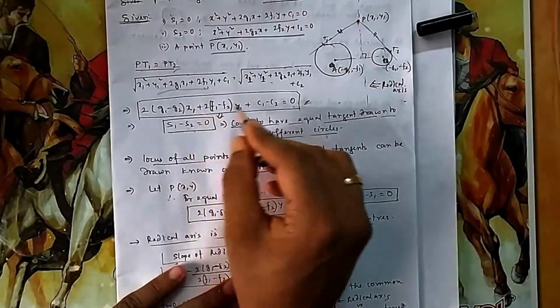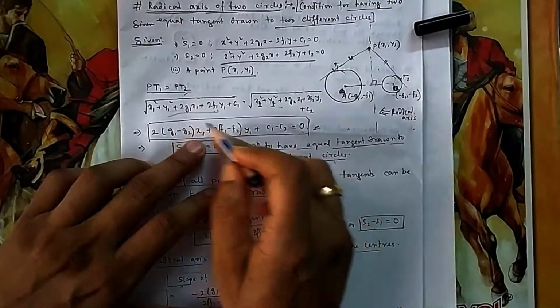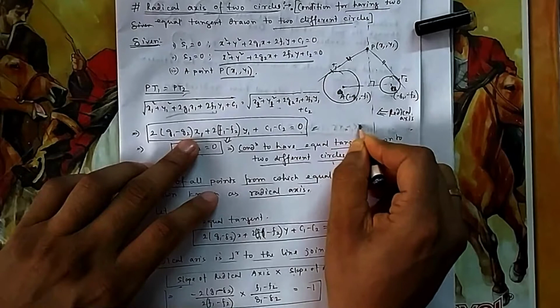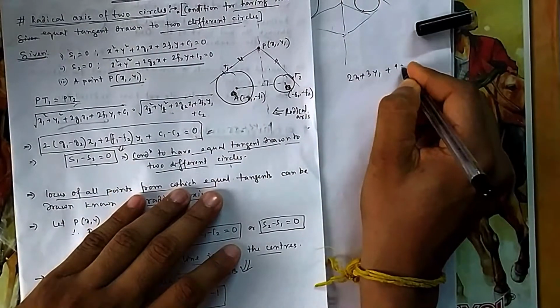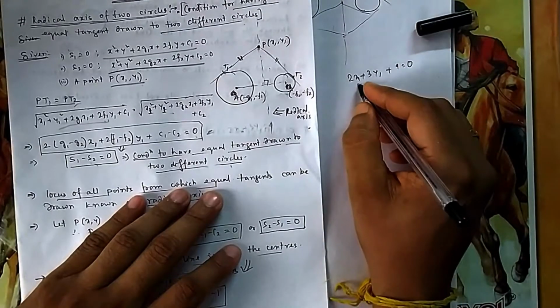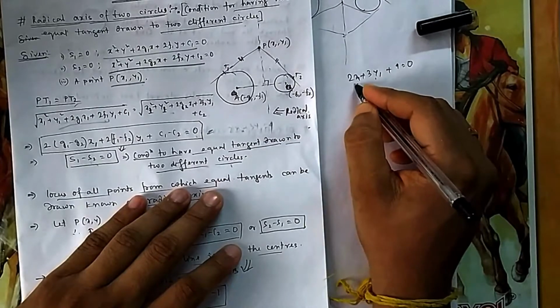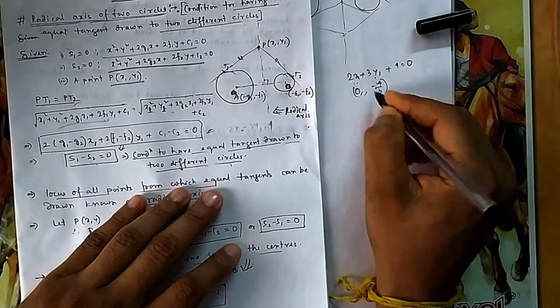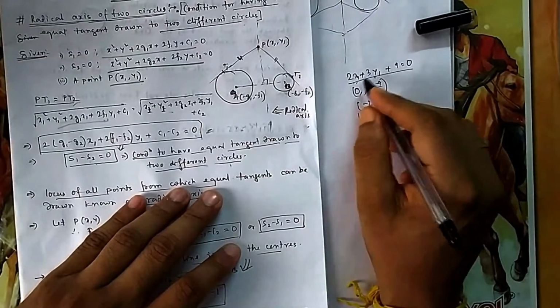That means you can have lots of (x1, y1), because you have only one equation. You can put lots of (x1, y1) in this equation which satisfy it. Suppose after doing all this with g1, g2 and so on, you got 2x1 plus 3y1 plus 4 equal to 0. Now you can find points in many ways. If y1 is 0, then x1 would be minus 2; if x1 is 0, then y1 is minus 4 by 3. So there are lots of points, because it is an equation of a line.